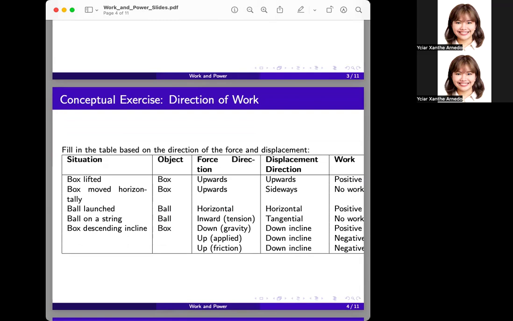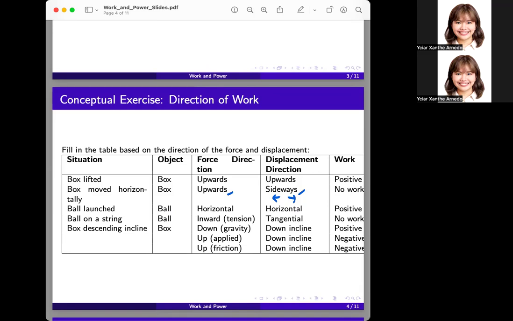But what if we have a box carried and moved horizontally? The direction of the force would still be upwards. The direction of the displacement is sideways, so to the left or to the right. But there would be no work.